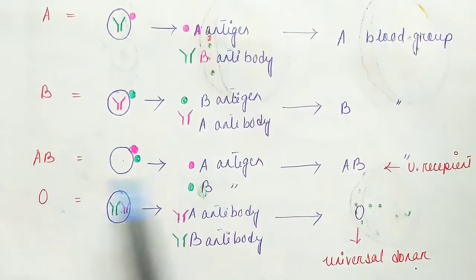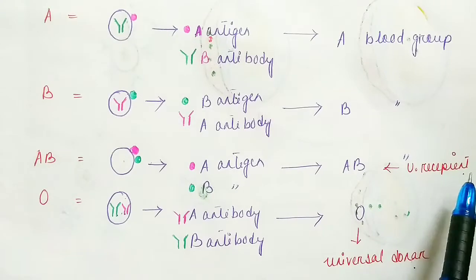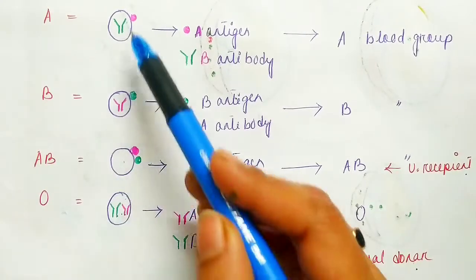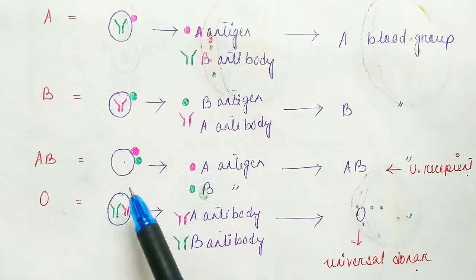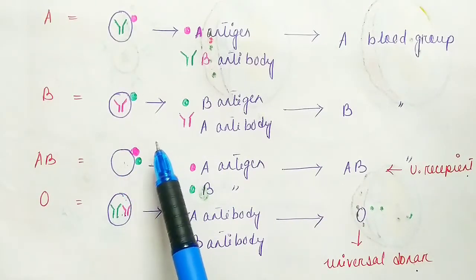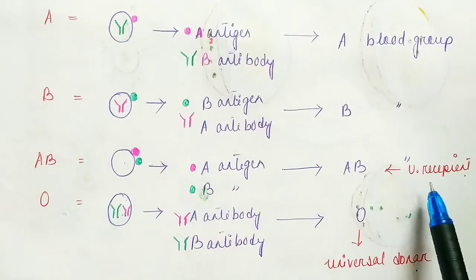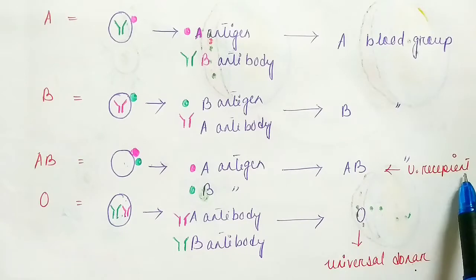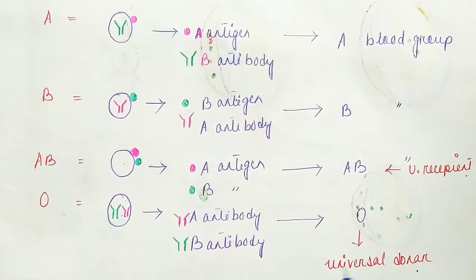At the same time, AB is called the universal recipient. Why? Since the AB blood group has no antibody, any antigen can enter this blood group because it cannot react with any antigen. That's why it can receive blood from any blood group. That's why AB is called the universal recipient, whereas O is called the universal donor.